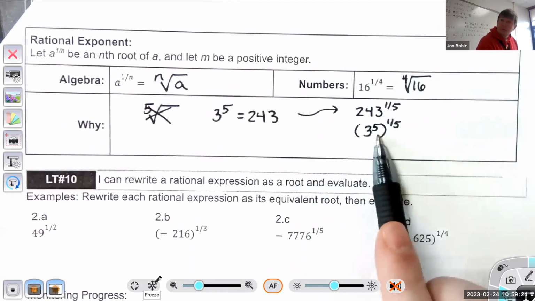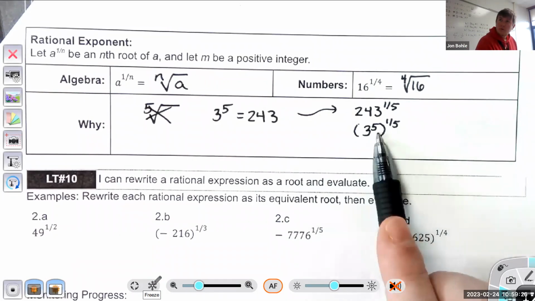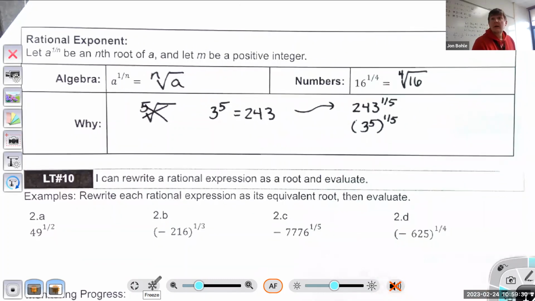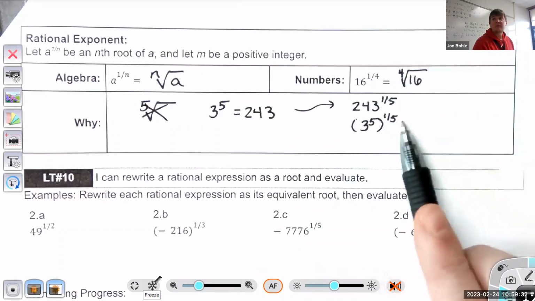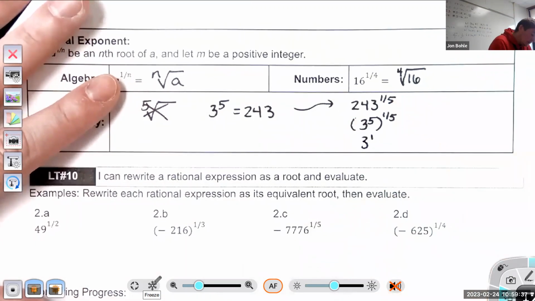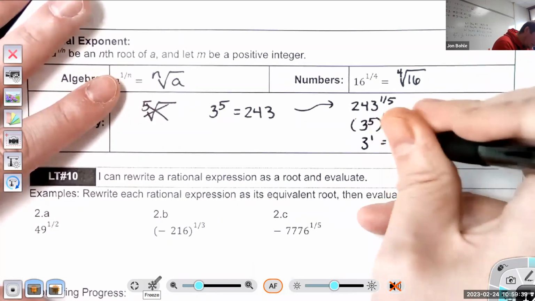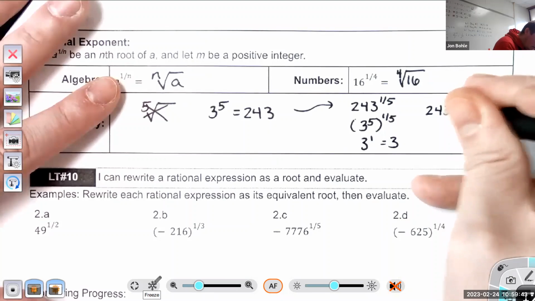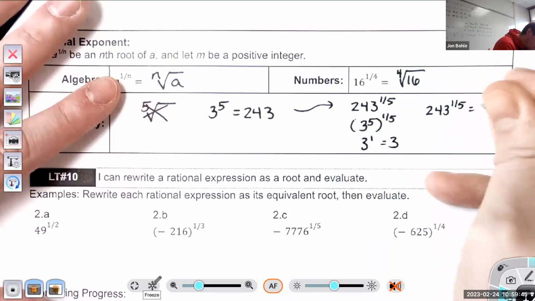Hey, who remembers our exponent rules? What do I do here? Power to power, what do I do with my exponents? Multiply. What's 5 times 1/5? 1. So this is 3 to the 1st, which is just 3. So what does that mean? That means 243 to the 1/5 power is 3.